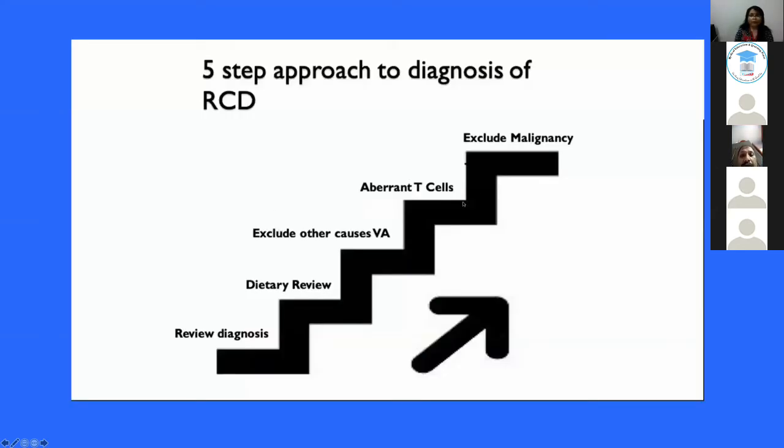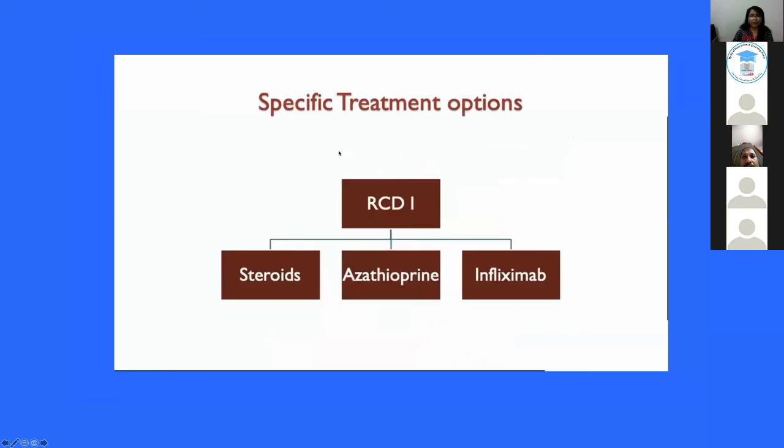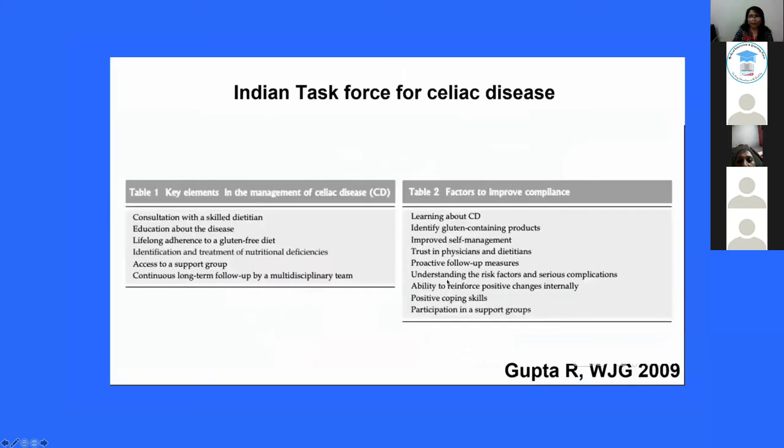How do we diagnose patients with refractory celiac disease? We review the diagnosis. We take a detailed clinical history for dietary review. We exclude other causes which can cause these symptoms. Then we test for aberrant T cell response. We exclude malignancy. This is the stepwise approach in patients with refractory celiac disease. The specific treatment for type 1 refractory celiac is steroid, azathioprine, or infliximab.